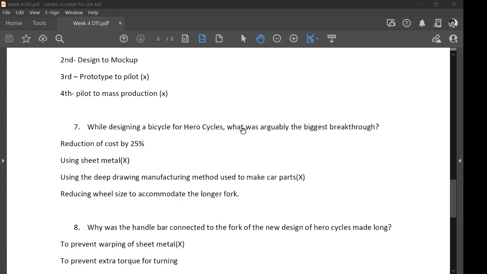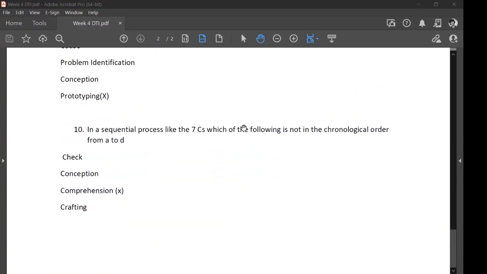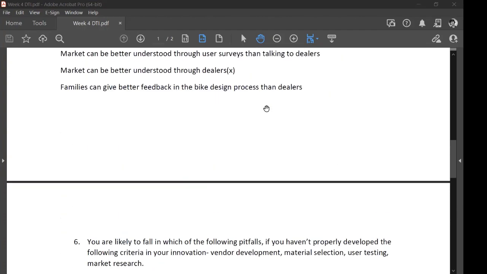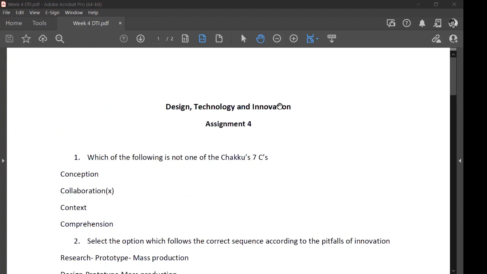So I would suggest that when you're preparing for your exam, you go over the questions, try to see them without the answer, and test your knowledge. So this is it, I guess. I think this covers this week's portion. If you have any other questions, please feel free to ask. Thank you.